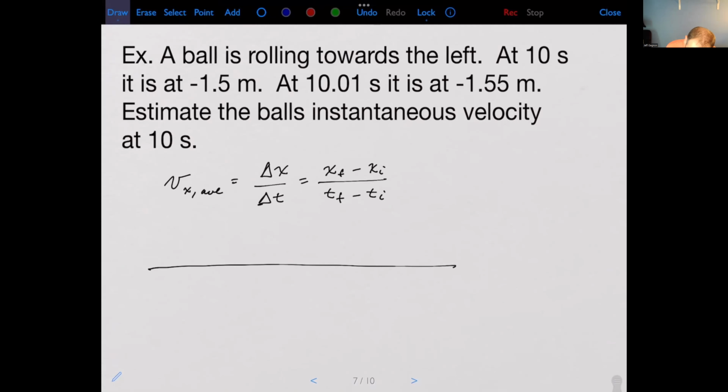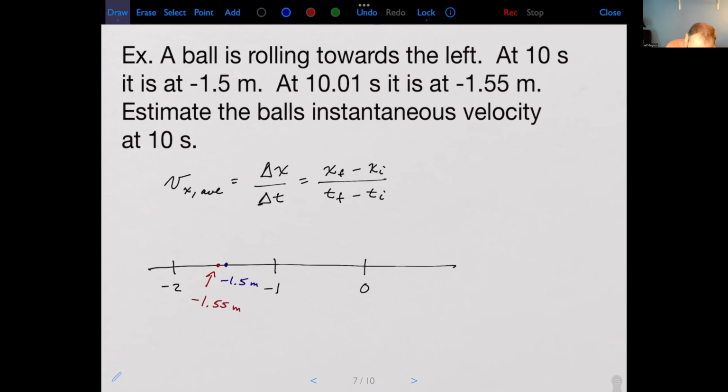Here's my coordinate system. 0, I guess everything is negative in this case, so like negative 1, negative 2. And initially, it looks like the object is at negative 1.5, and then a little bit of time later, it's at this new position of negative 1.55 meters. These are both in meters here.